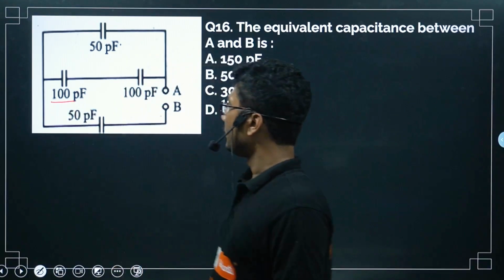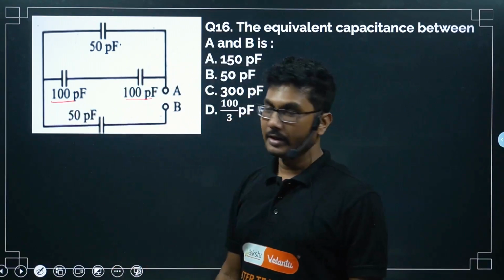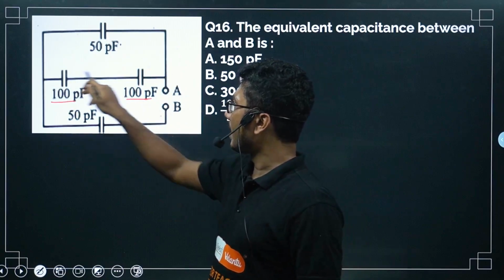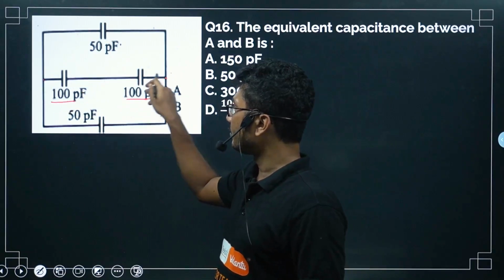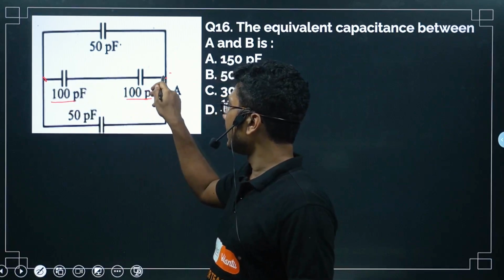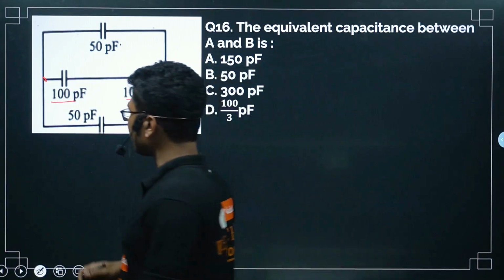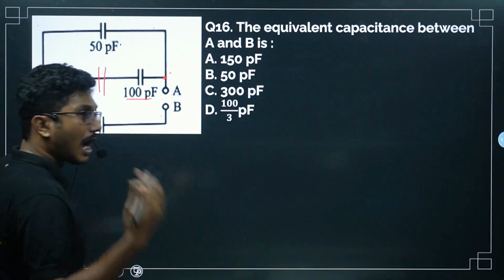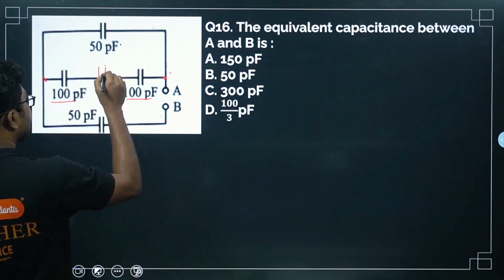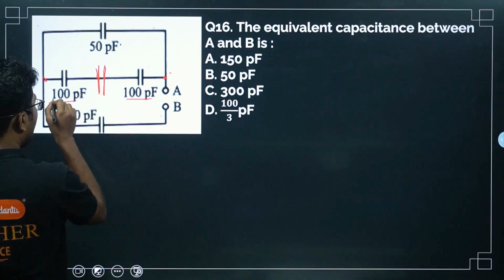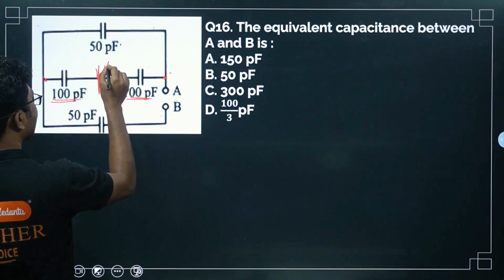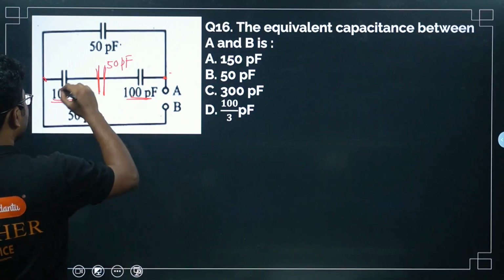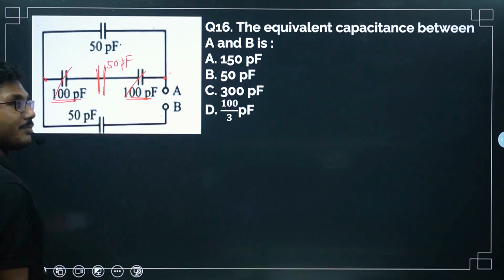So 100 picofarad, 100 picofarad. As you are seeing, there is no gap between these two capacitors, so basically they are connected in series. Whenever capacitors are connected in series, the equivalent capacitance of two equal capacitors is half. 100 and 100 equal, so this must be 50 picofarad. Once we remove these, we will get 50 picofarad.